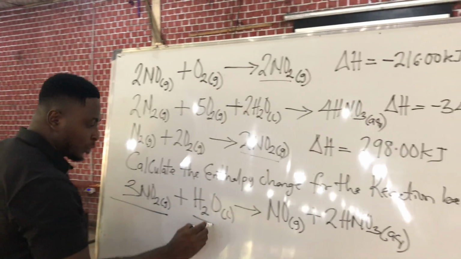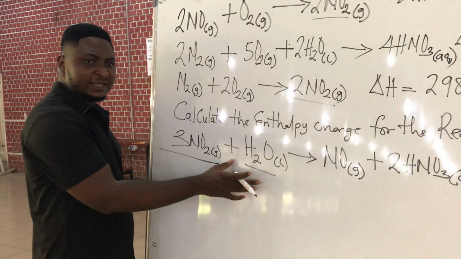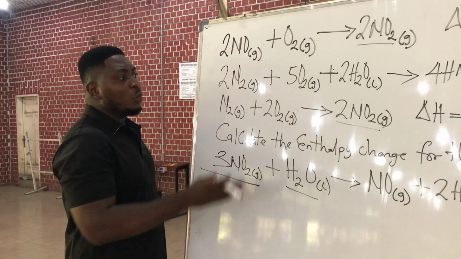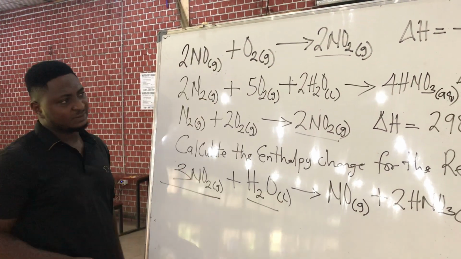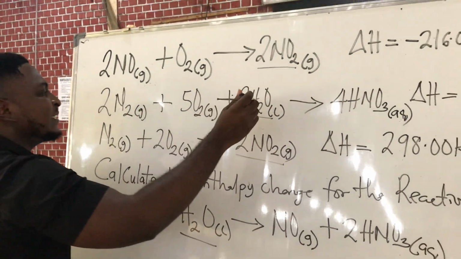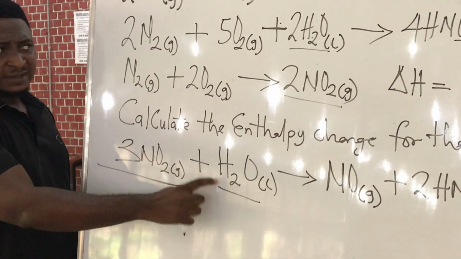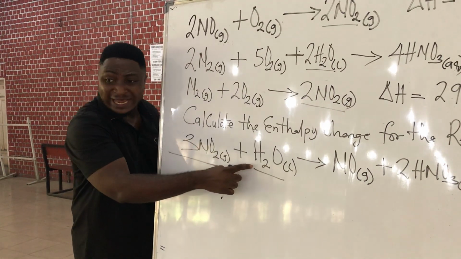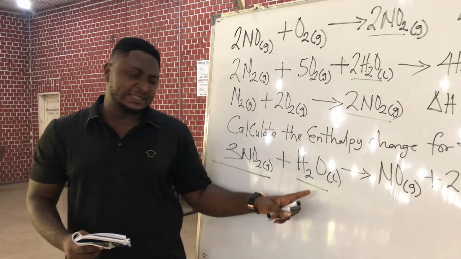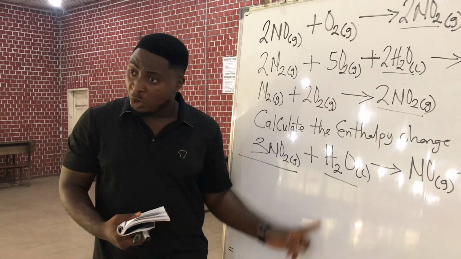Let's move over to H2O. H2O is on the left here, class, you can see. Where can we find H2O in these three equations? The second equation has it on the left too, right? But class, the H2O in this second equation occurs twice, but here it occurs once. Are you seeing it? Something must be done to this H2O to make it look exactly like this H2O. What can be done? We're going to divide by 2, so that it also occurs once.